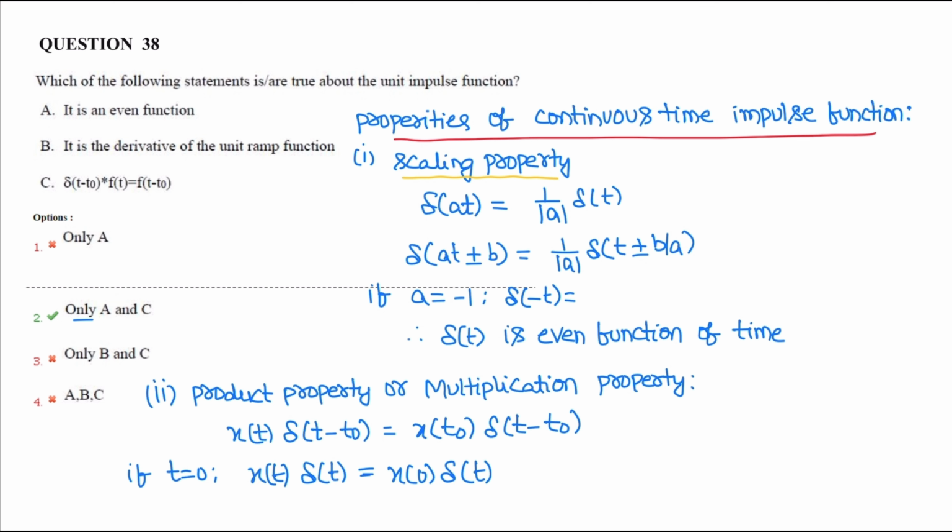So let us keep A is equal to minus 1 here. Then delta of minus T is equal to 1 by mod of minus 1 delta of T, that is delta of T. Hence this impulse function is an even function of time. Impulse function is even function. Statement A is correct. Next property of impulse is product property or multiplication property. So x of t delta of t minus t naught is equal to x of t naught delta of t minus t naught. If t naught is equal to 0, then x of t delta of t is equal to x of 0 delta of t.